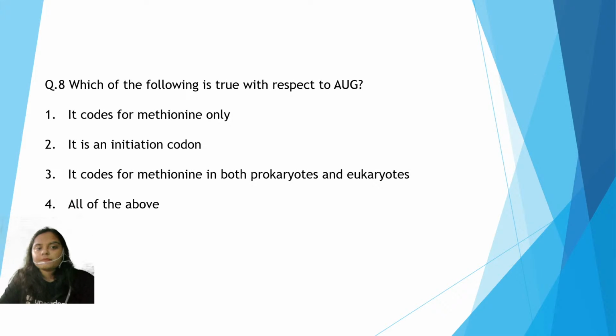Question number 8, which of the following is true with respect to AUG? It codes for methionine only. It is an initiation codon. It codes for methionine in both prokaryotes and eukaryotes, or all of the above. What do you think should be the right answer with respect to this AUG codon?